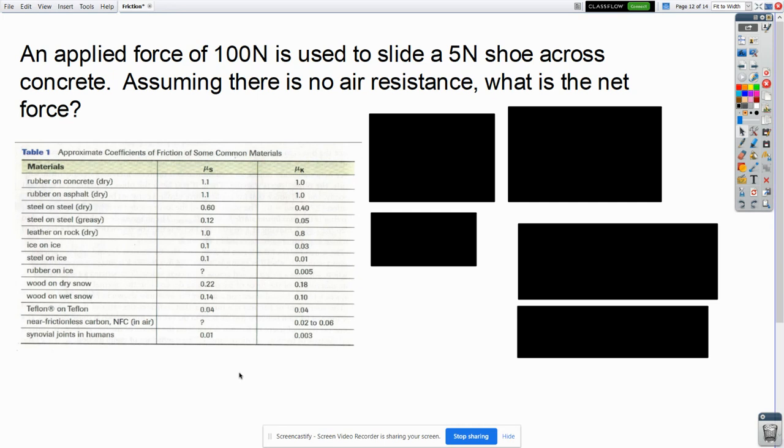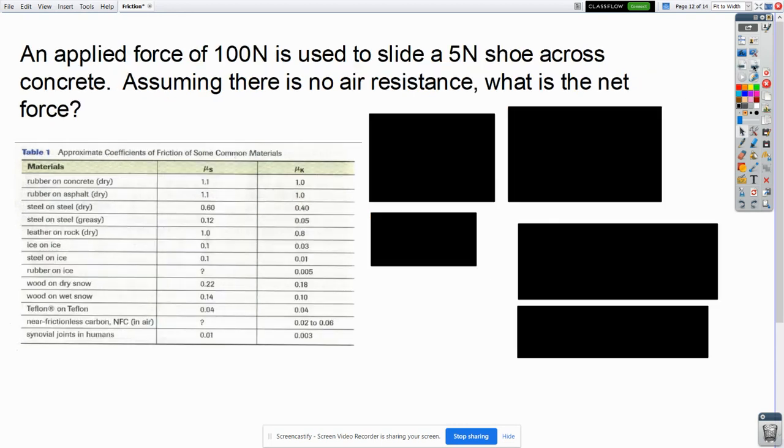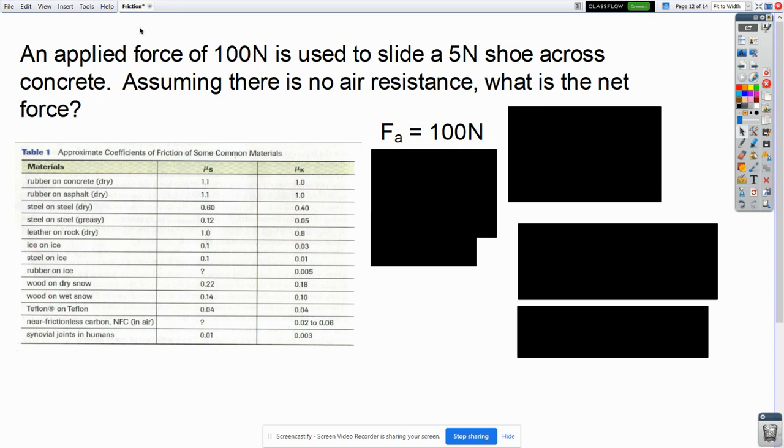Take a look at another example. This one takes it another step. Here, all we're doing is figure out the force of friction. Here, we want to find the net force. And that implies that there's going to be more than one force acting on our object. An applied force of 100 newtons, it says force of, so that is a force being applied to the object, Fa, is used to slide a 5 Newton shoe. The newtons is attached to the name of something, so 5 Newton shoe means its weight is 5 newtons. If its weight is 5 newtons, its normal force is also 5 newtons.